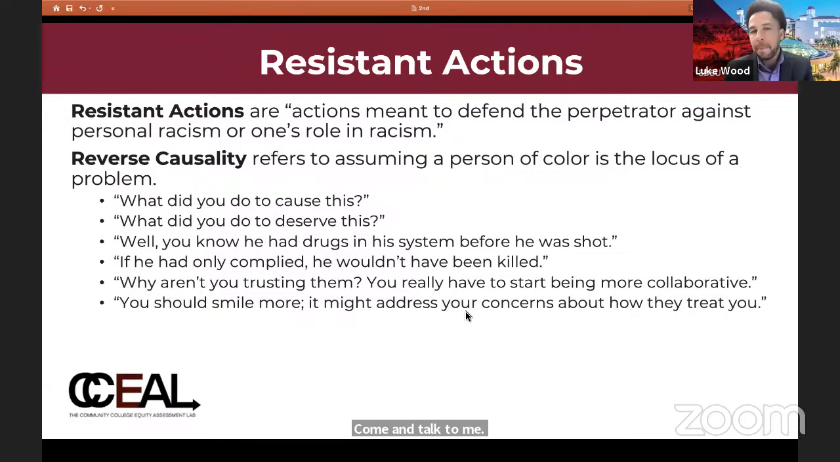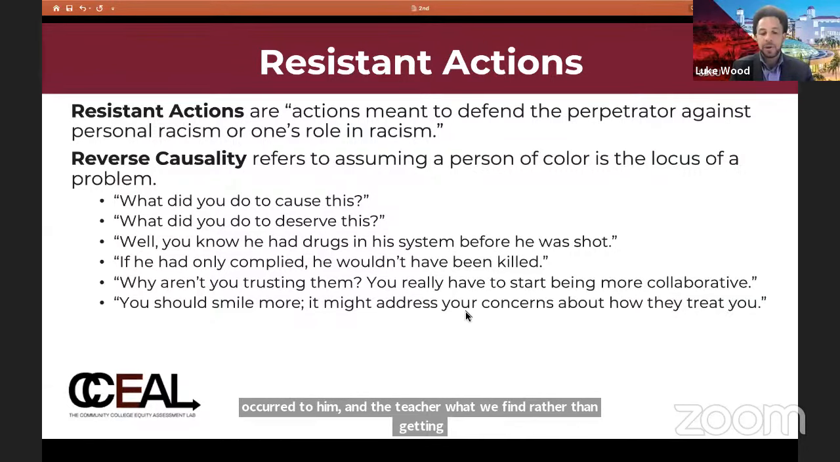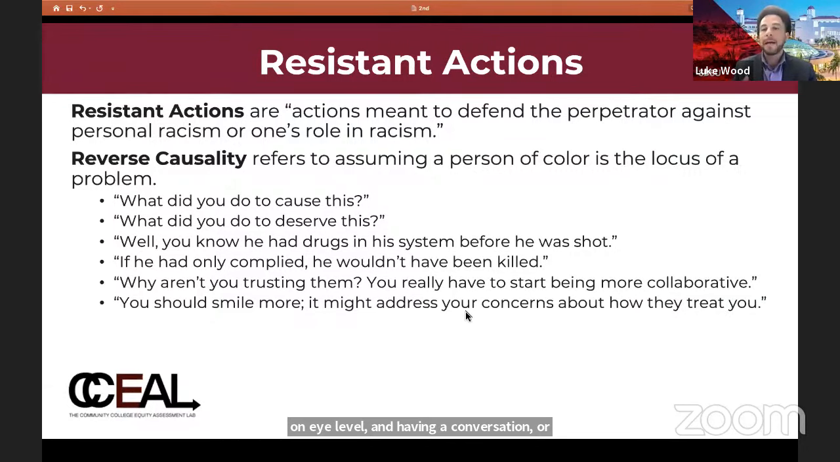So let's say that we have a young Black boy who's in kindergarten, and there's another child of a different background who pushes him. Now, he doesn't push back, he doesn't say anything, he doesn't do anything wrong. He does exactly what he's been asked to do. He goes to the teacher, and he says to the teacher that this is what occurred to him. And the teacher, what we find, rather than getting on eye level and having a conversation or consoling the student, oftentimes might say to him, well, what is it that you did to cause this to occur? Essentially reversing the causality, assuming that he is the locus of control or the locus of the problem.